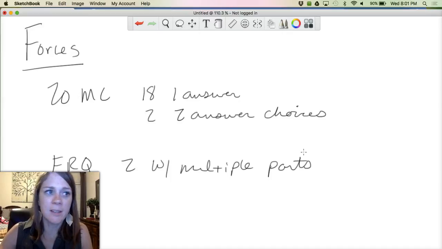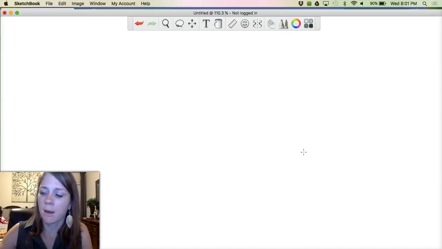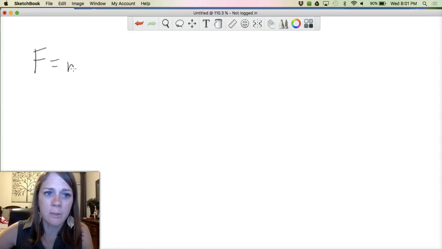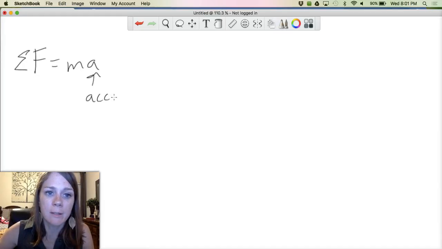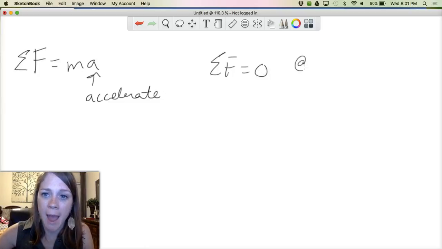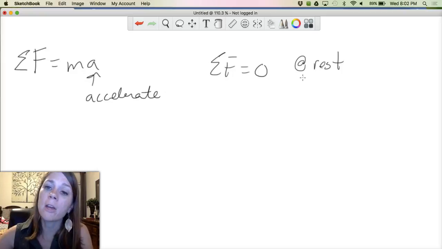A force is anything that can cause an object to accelerate. So force is equal to mass times acceleration. What we need to remember is that if there is a net force on an object, then that object has to accelerate. If the net force, or the sum of the forces on the object, equals 0, then the object could be at rest, or it could just be moving at a constant velocity.